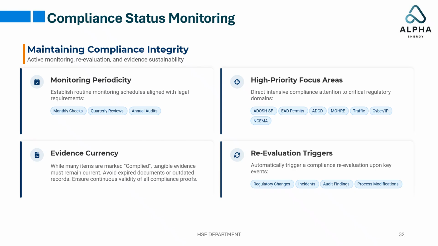Finally, the system incorporates re-evaluation triggers, where compliance reviews are automatically initiated when significant changes occur. These triggers include regulatory updates, operational incidents, audit findings, or process modifications, ensuring that compliance registers remain accurate and reflective of current operational and legal conditions.